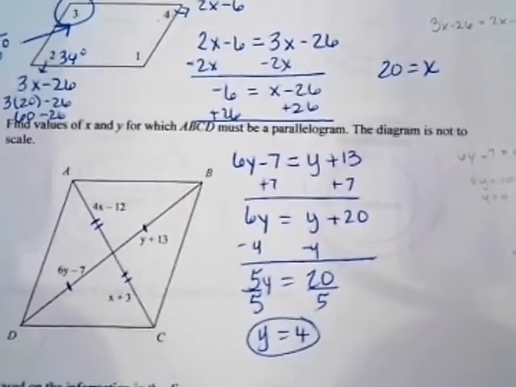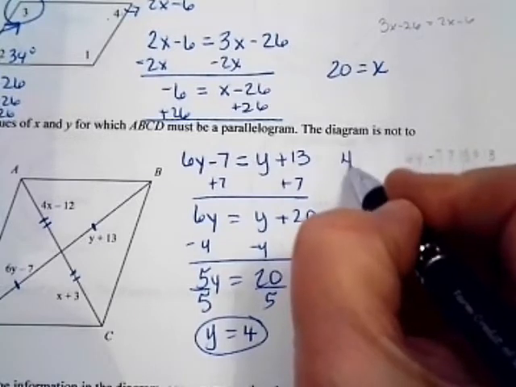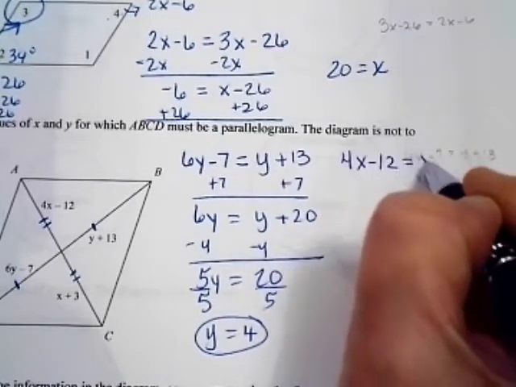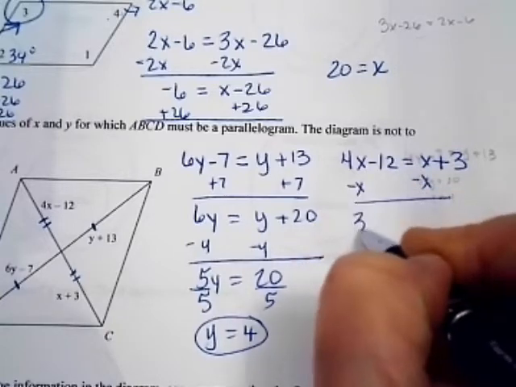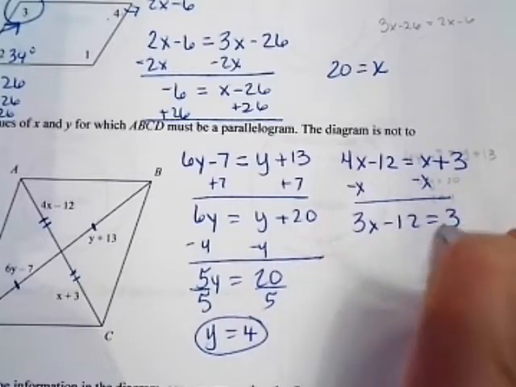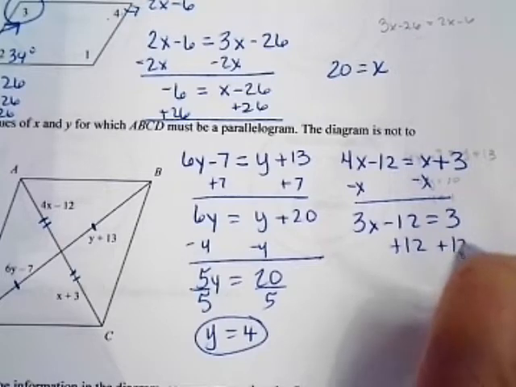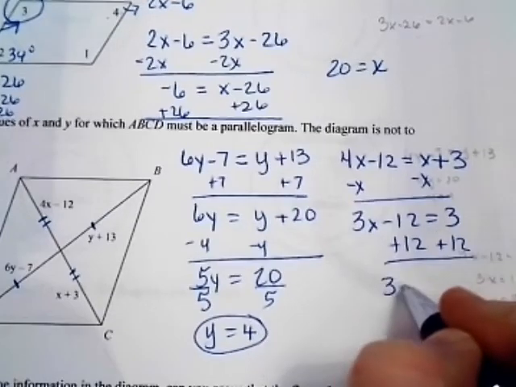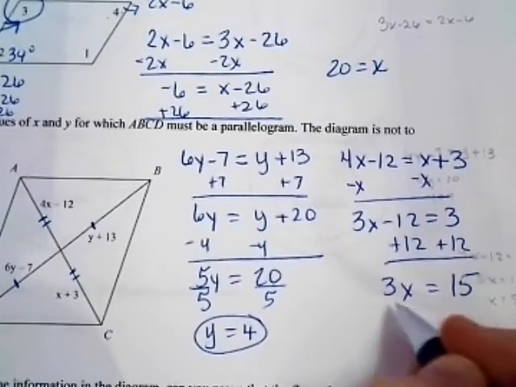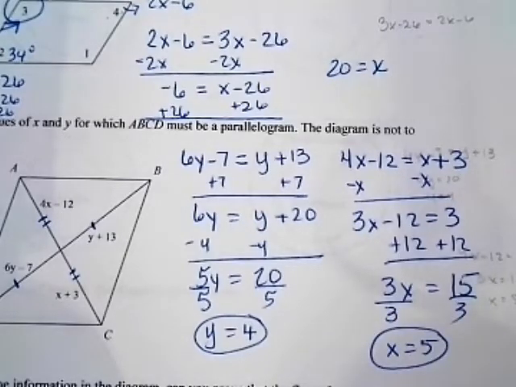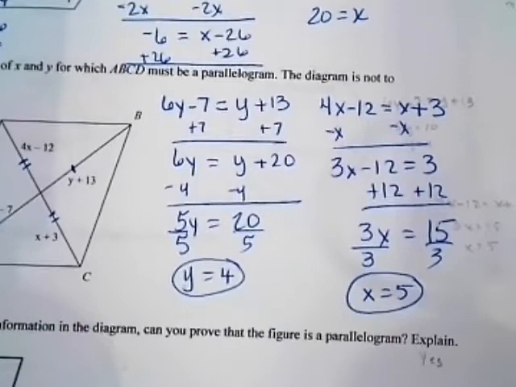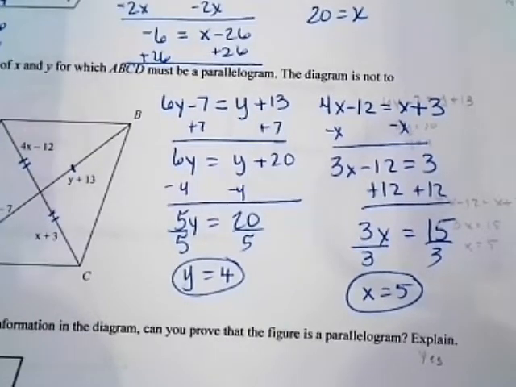We found that. Now let's set up the x equation. 4x minus 12 equals x plus 3. Subtract x. 3x minus 12 equals 3. Add 12. Divide. X is 5. So those are my answers there. Y is 4. X is 5.